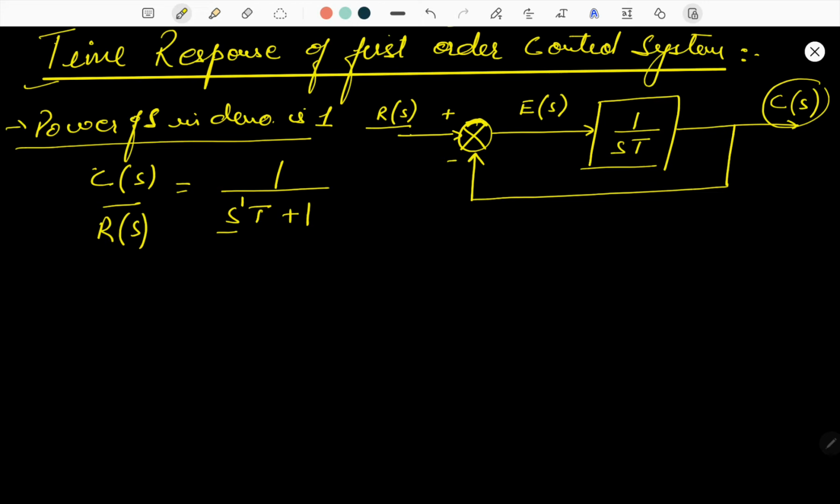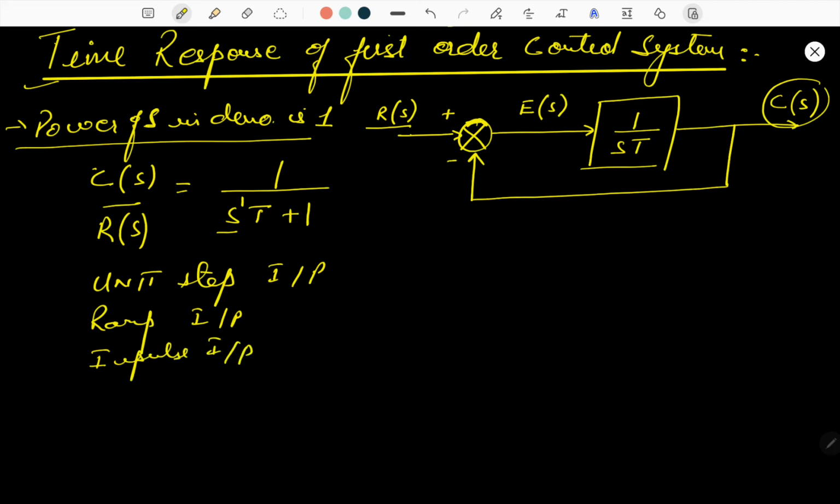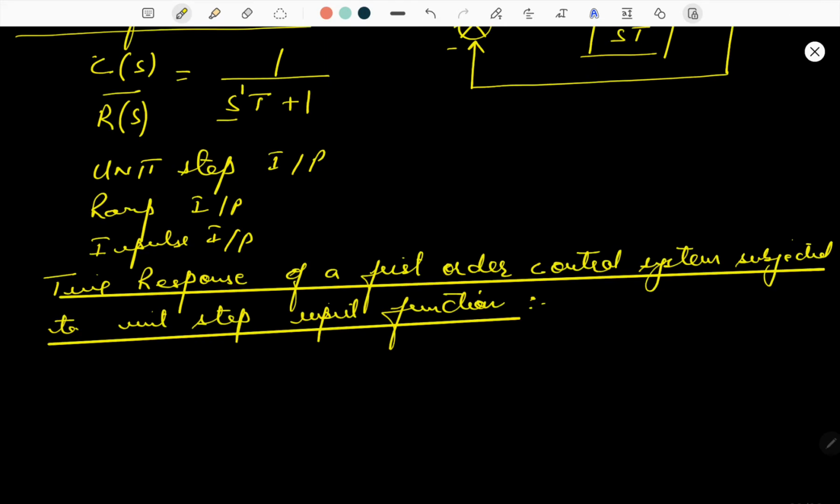We are going to analyze the time response of the first order control system by applying input test signals. First of all we will apply the unit step input, then second we have the ramp input, and third we are going to discuss the unit impulse input. One by one we are going to see the response to these inputs. Let's take the first one, the unit step input. So let's discuss the time response of a first order control system subject to a unit step input function.